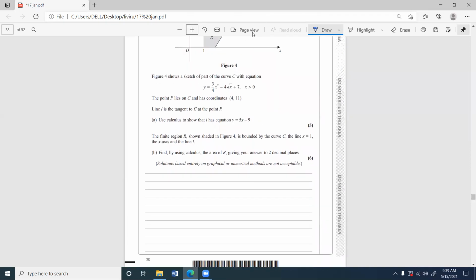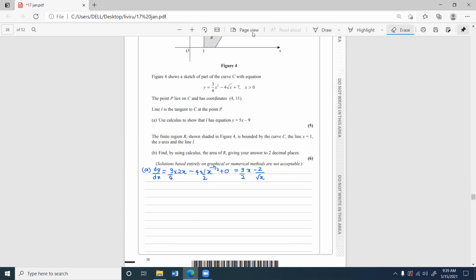Initially, we need to find the equation of the tangent. To find the equation of the tangent, the first step is to find dy by dx. It turns out to be 3 over 4 times the differentiation of x squared, which is 2x, minus 4 times the differentiation of square root of x, which is x to the power half, giving half x to the power minus half, plus the differentiation of 7, which is 0. So this turns out to be 3 over 2 x minus 2 over square root of x as the answer for dy by dx.